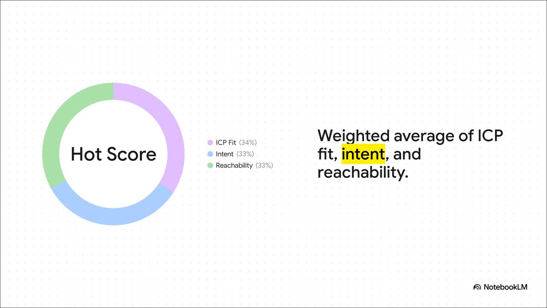All of that massive data gathering feeds directly into what they call the composite hot score. If you visualize it, think of it kind of like a pie made of 3 pieces.